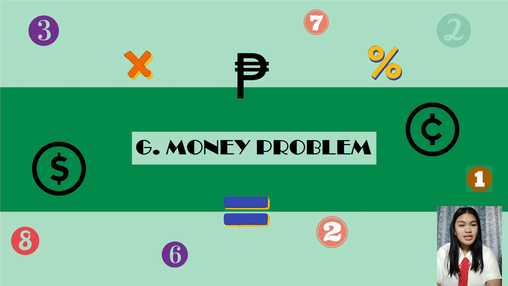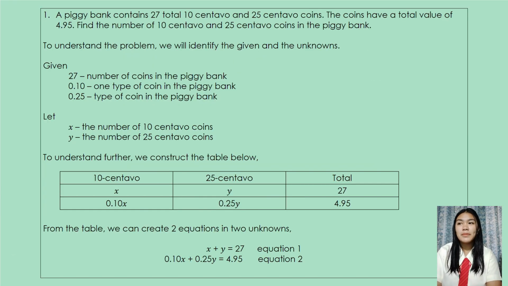So, we will proceed to the last topic under chapter 5, problem solving, which is the money problem. So we have here our given example. A piggy bank contains 27 coins in total, which are 10 centavo and 25 centavo coins. The coins have a total value of 4.95. Find the number of 10 centavo and 25 centavo coins in the piggy bank.